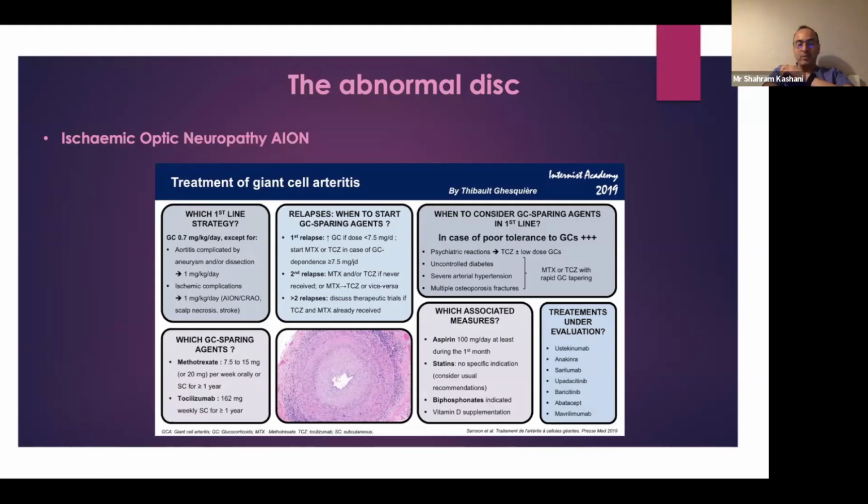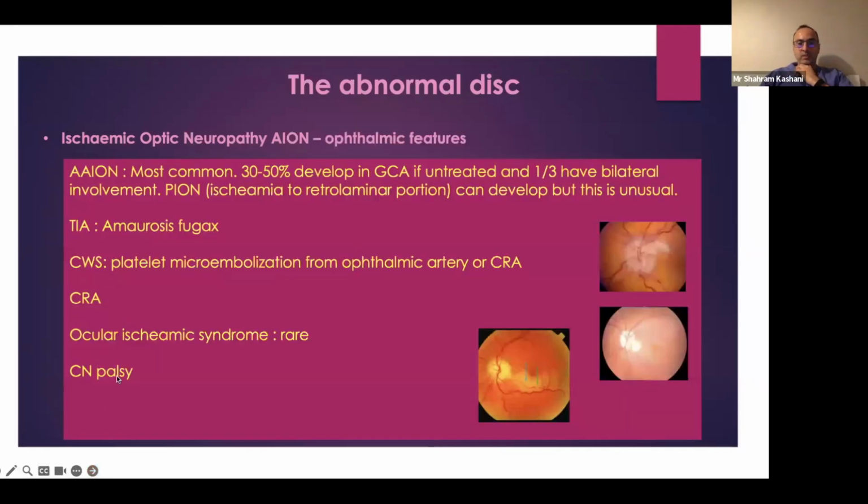But if there is any involvement of the optic disc or the eye itself through vascular occlusions or cranial nerve palsy, they need admission and IV steroids. As I said, they're often on steroids for a very long time, so you need to make sure you've got the diagnosis right. Sometimes you might even need second line anti-inflammatories to try and get them off steroids.